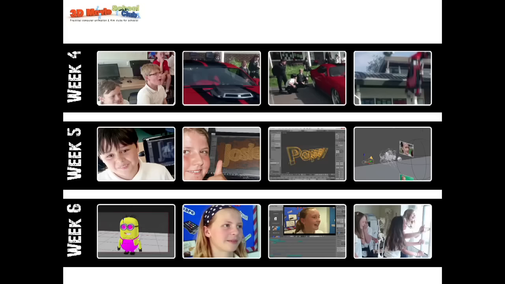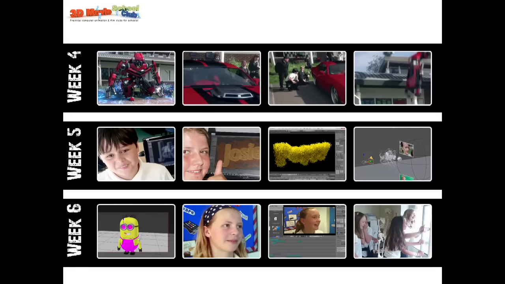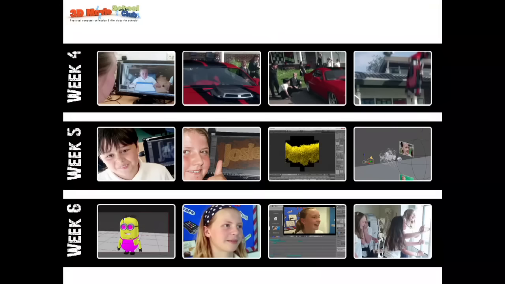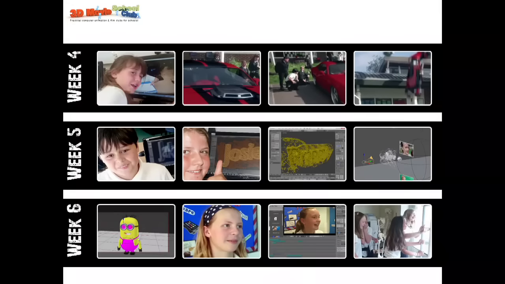So then we progressed on and we did the rest. The kids were shown how to learn what I'd learned, which was how to make particle text go boom, which is actually pretty easy. It's about 20 steps. So that was pitched perfectly at the level of the kids.